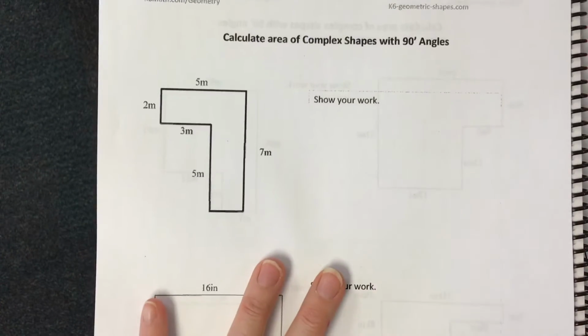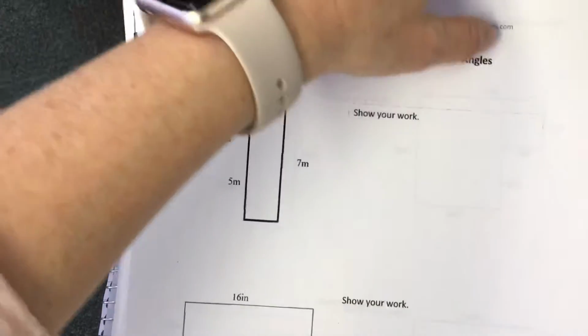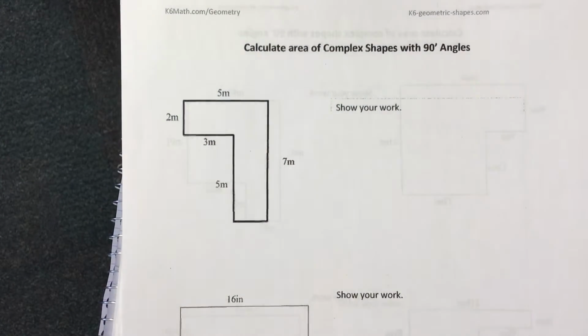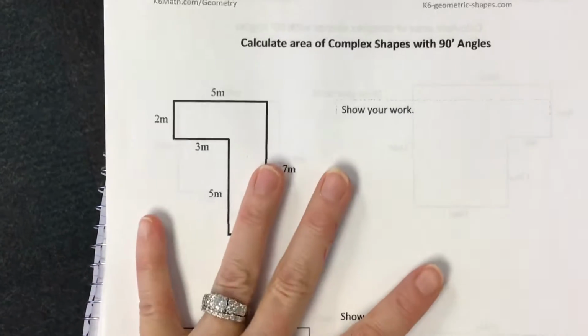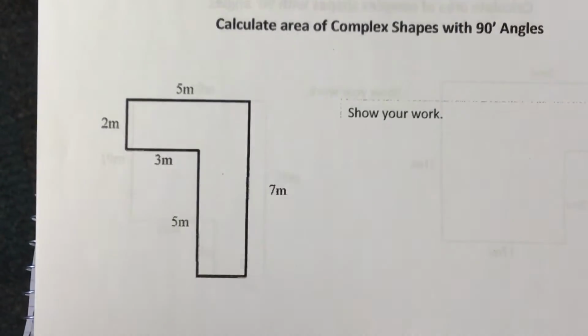So you should be looking at your area and perimeter of complex shapes packet. And it just says area, but we're going to talk about the area and the perimeter of these different shapes. So who can re-explain to me what I need to do to find the area of this shape? Andrew? You need to put a line.